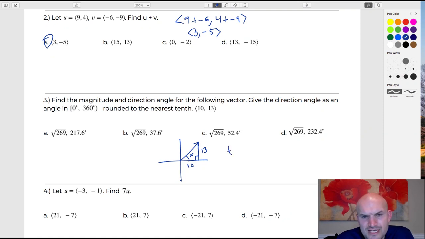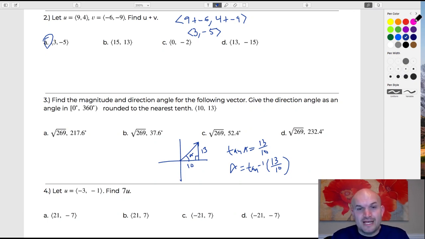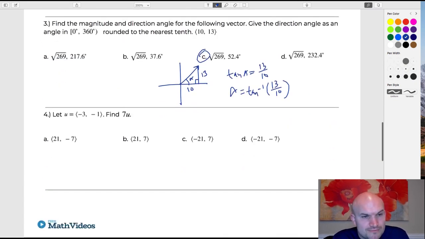So I'm just going to do tangent of alpha is equal to 13 over 10. So alpha equals tangent inverse of 13 over 10. So tangent inverse of 13 divided by 10 is 52.4 degrees. So I can see that obviously the only angle here that's like that is there. If I wanted to find the magnitude, I'm not going to, but that would be the square root of 269, which is 100 for 10 squared, and then 13 squared is 169. So you can see how that would work out there.